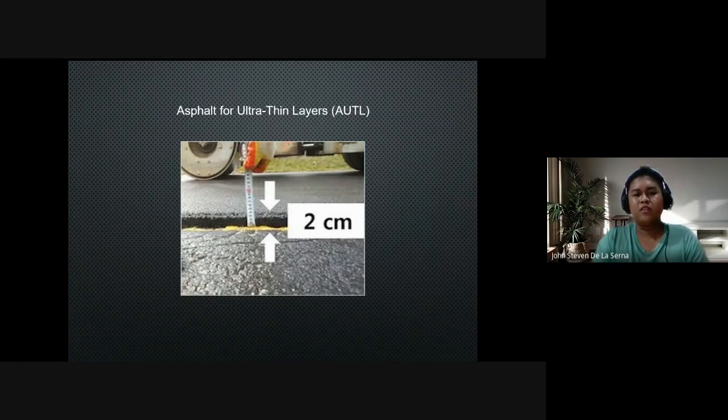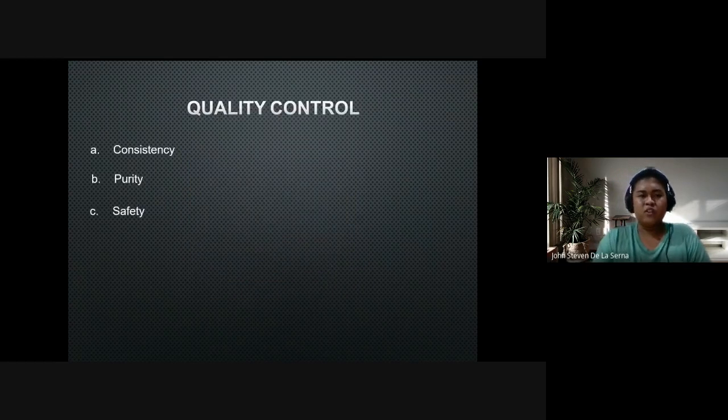You can see only 2 centimeters thickness of the layer in the asphalt. So to ensure the quality of the asphalt, consistency and purity of the materials are required, and also the safety of the material to the vehicles or the motorists.